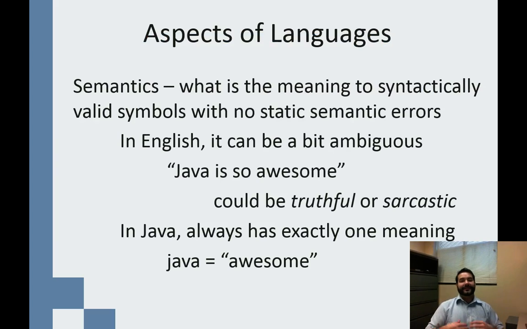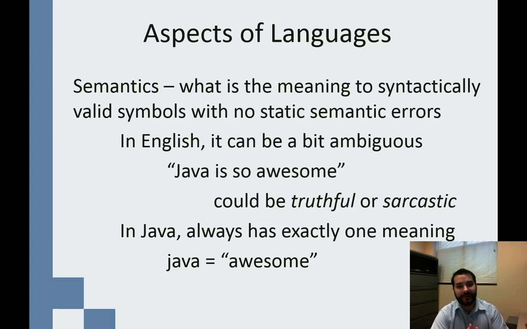And then finally, we get to simple semantics. What does it mean? For example, in English, the reason I mention this is that English can be interpretive. Something like "Java is so awesome" can have a number of different meanings. I can be sarcastic with that. I can be truthful. I can say, Java is so awesome! Freaking out and wigging out over here. Okay, you can tell I have a passion about Java.